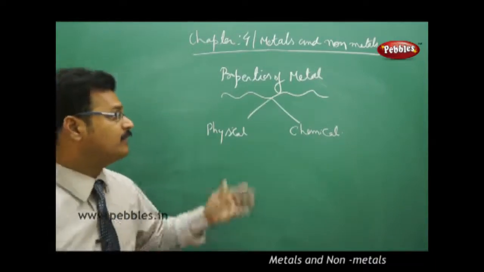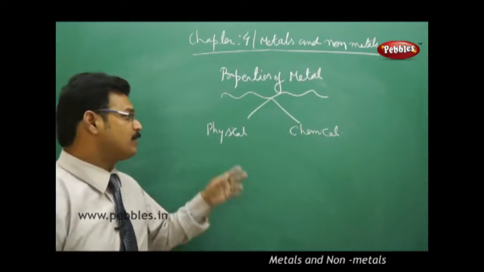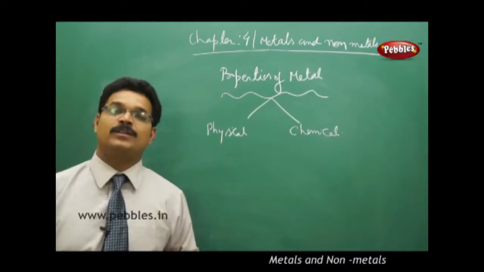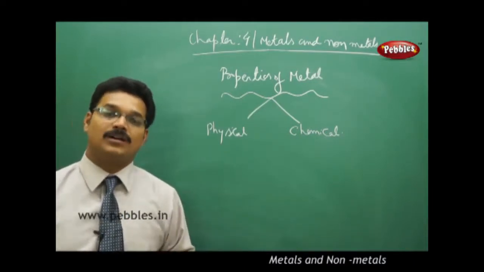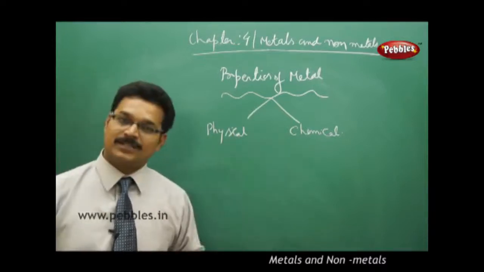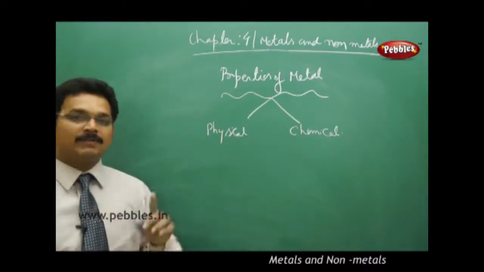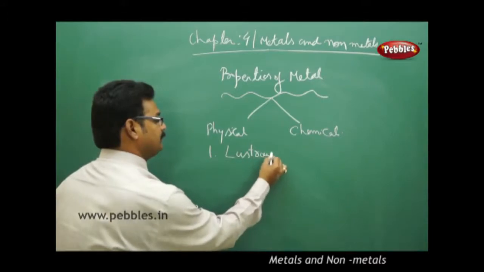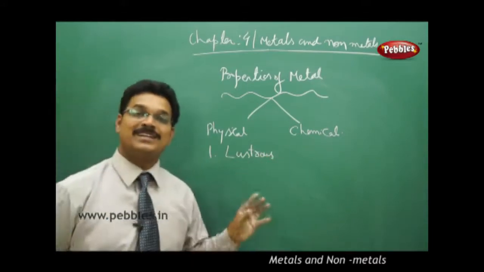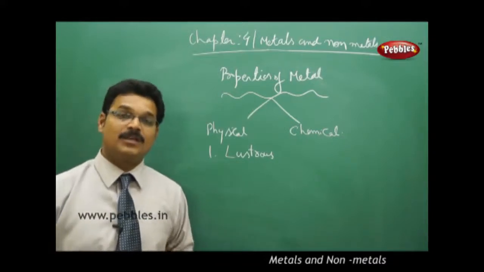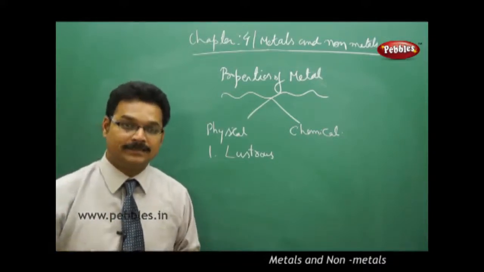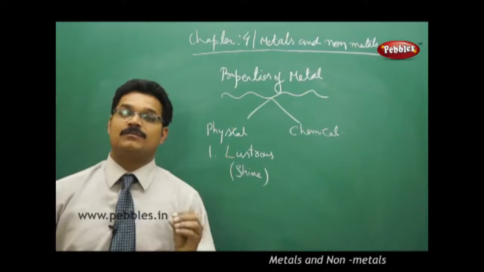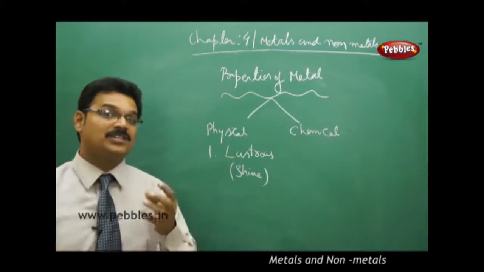Alright, the properties of metals are basically of two types, physical properties and chemical properties. Physical properties are those we are able to see and observe. Chemical properties we will discuss afterwards. In the physical properties, the first property is lustrous, L-U-S-T-R-O-U-S. What is meant by lustrous property? The materials which can shine are called lustrous materials. Generally, metals shine.